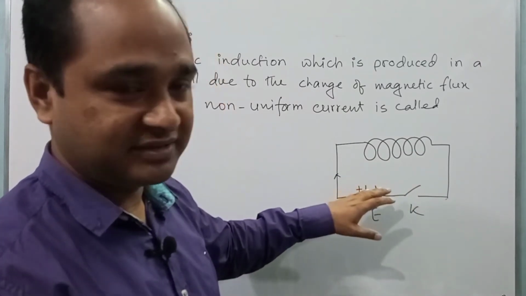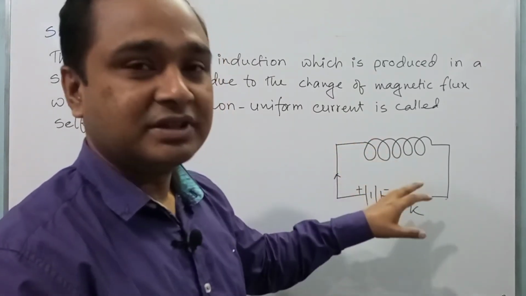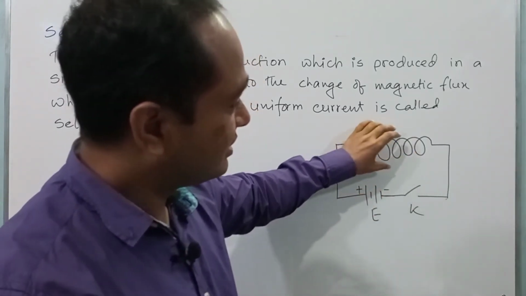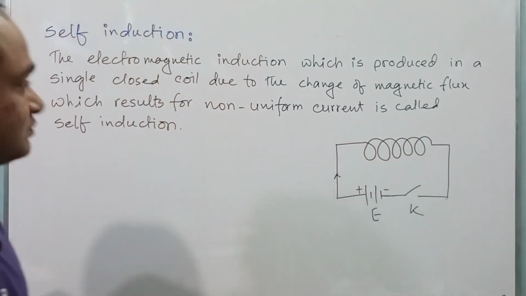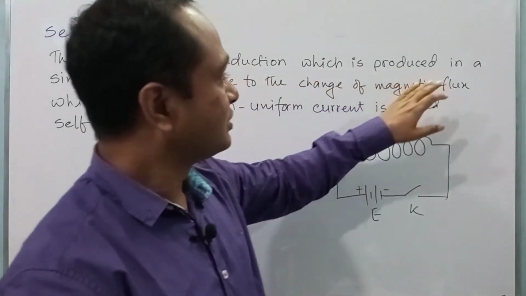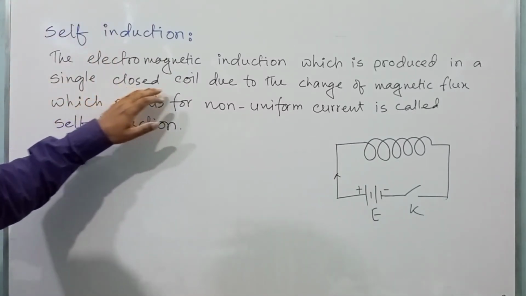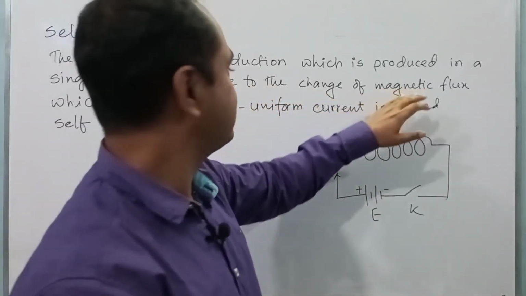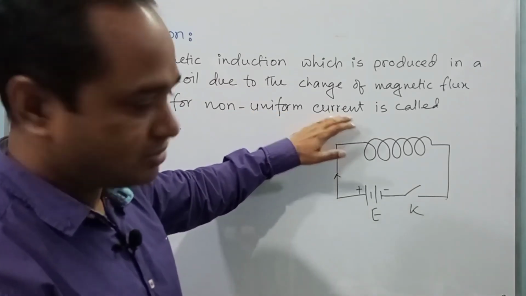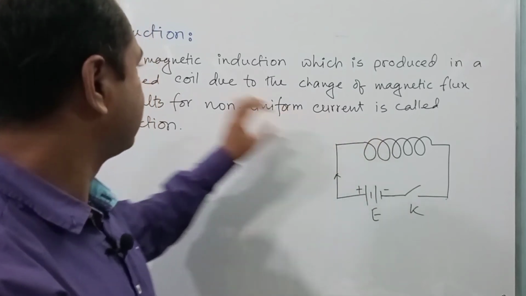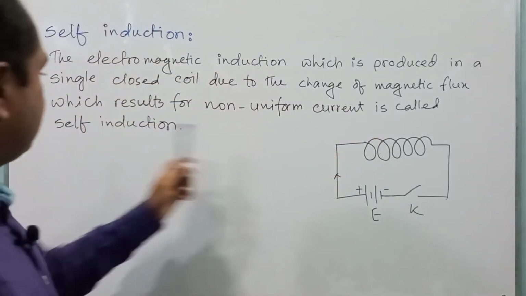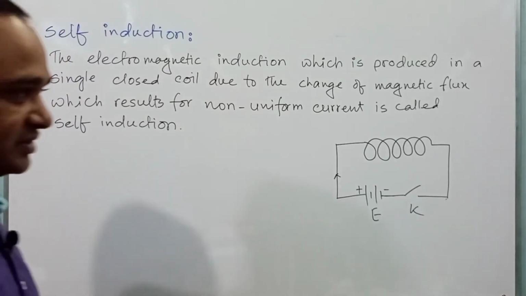But if the current varies, then it will also create a variable magnetic field. That is, induction will be observed in the coil. So they said that the electromagnetic induction which is produced in a single closed coil due to the change of magnetic flux, which results from the non-uniform current, is called self-induction, right.